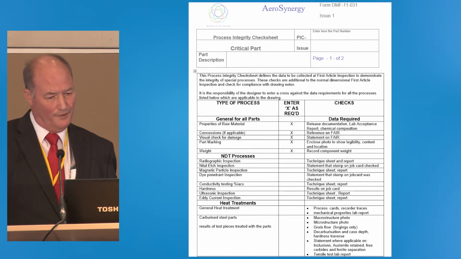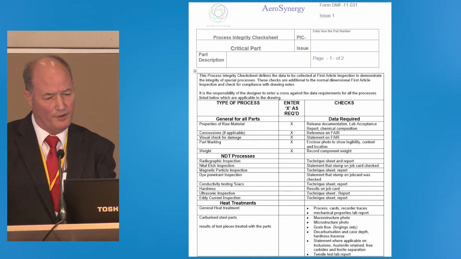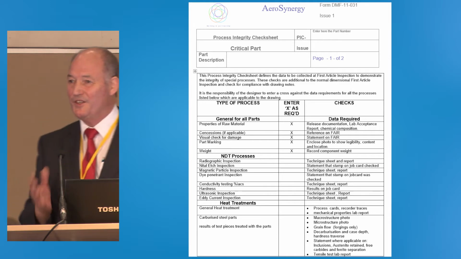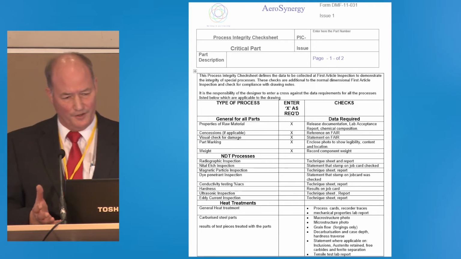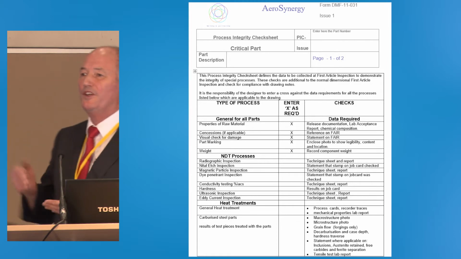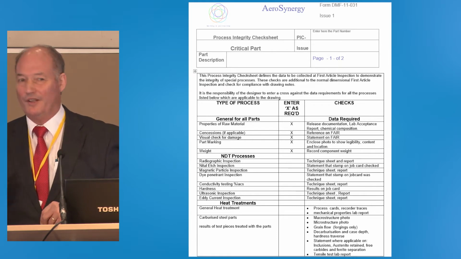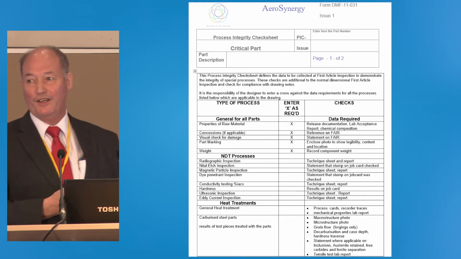And if it's heat treated, it'll call up the appropriate heat treatment. You just put a cross there. What it does is tell the inspector what he's looking for in the first article. In the case of the mag particle inspection, he's not just looking to see that the operation was done. He will go back and get the level 3 technique sheet, and that will go back to the materials lab for over-checking.